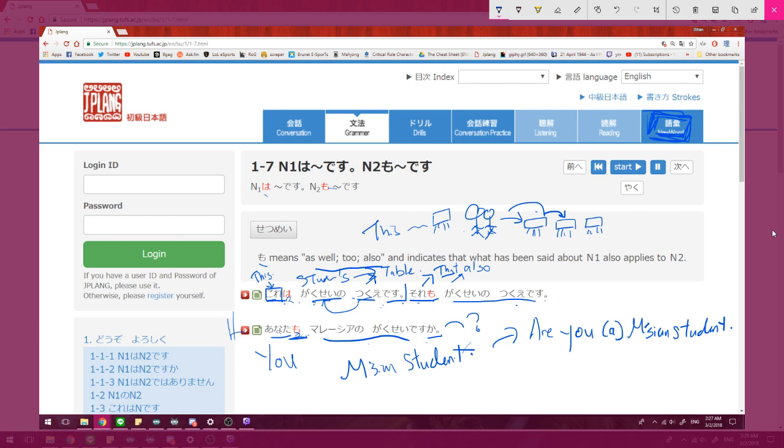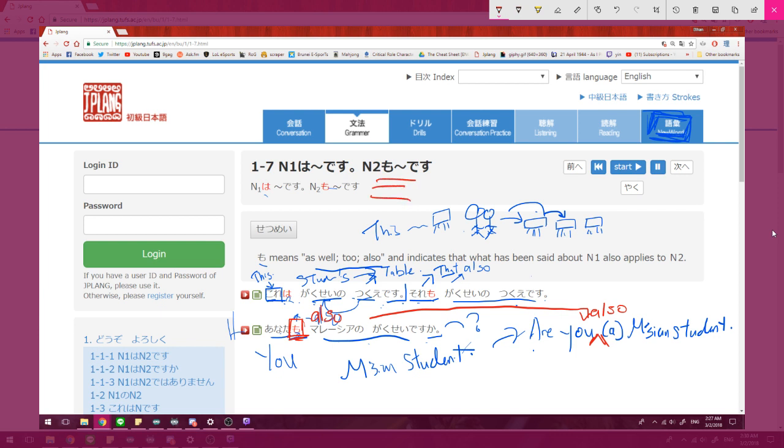If this was a wa particle, this translation is correct. But with the mo particle, which means also, then we have to carry it forward with it. Let's change the ink so people can see the highlight, right? So when we have mo here, which means also, then it becomes: are you also a Malaysian student, right? And that's how you add on top. And that's how to use the mo particle, okay?